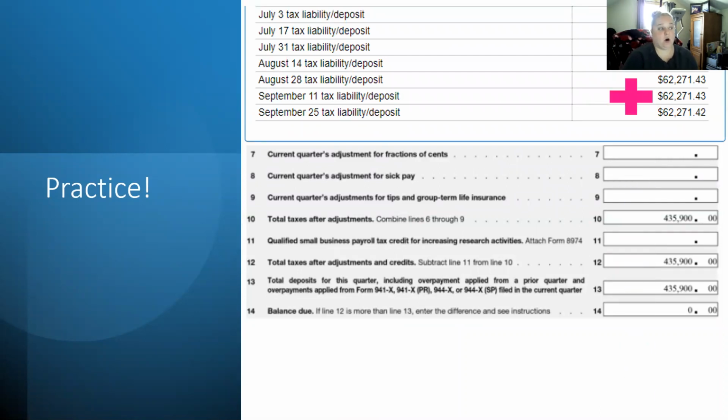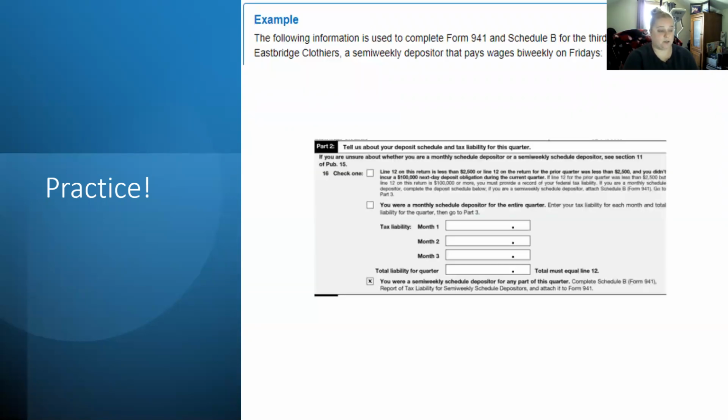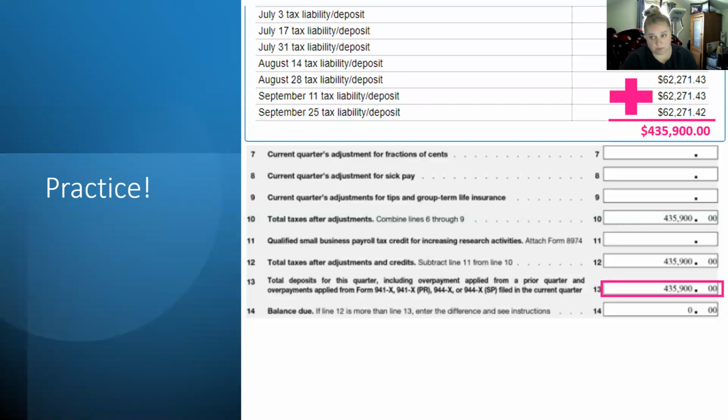We're going to add all of our liabilities together that we paid, and we're going to get a total of $435,900, and that number is going to go on line 13. So the above lines we calculated all from the tax that was withheld and doing math. And in this particular example, they didn't have any adjustments for sick pay or group term life or anything like that, so we didn't have to worry about any of that. So since our total deposits for the quarter equal our total adjustments, then we get a balance due of 0, which of course is always a good thing.